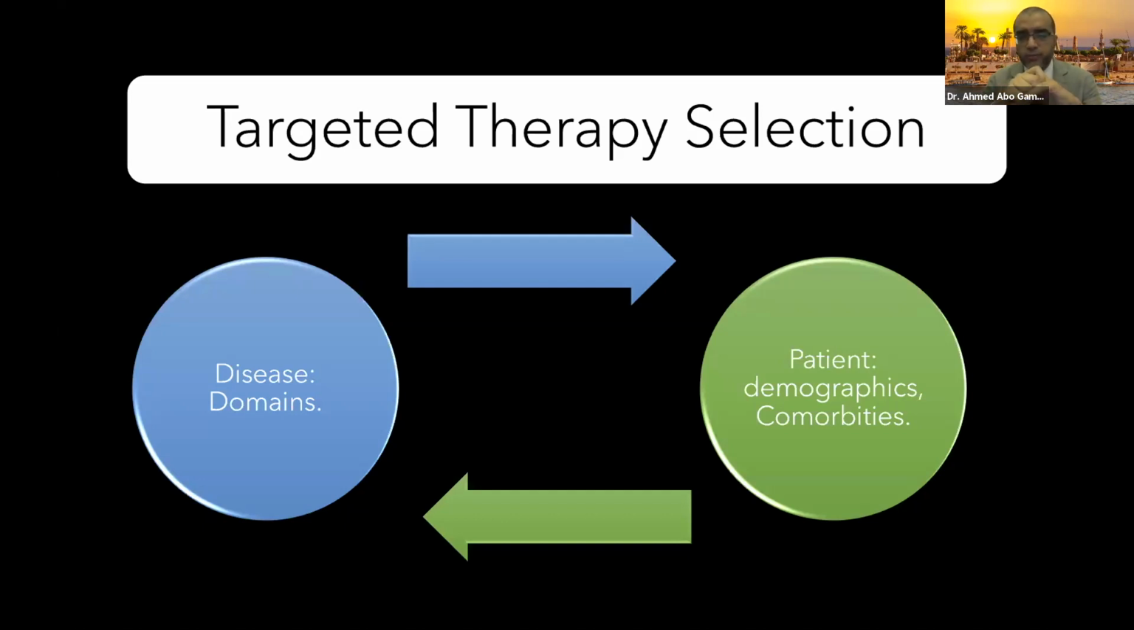The second point is the disease domain. Which domain of this disease? As we said, we have almost 6 domains affected. Which one is affected? And all these medications have good data regarding which domain they treat.